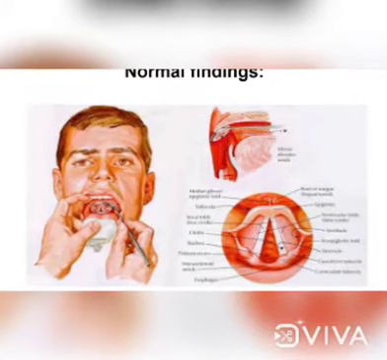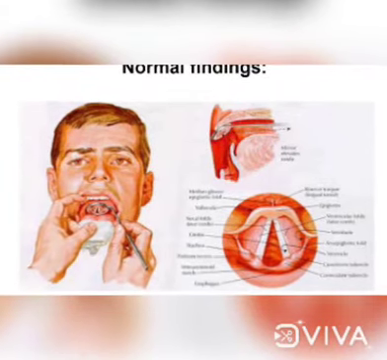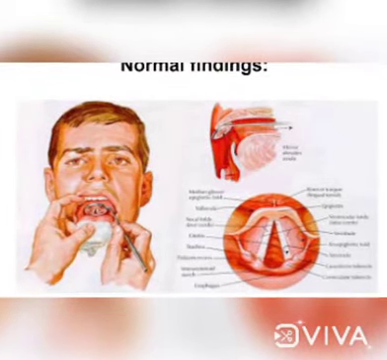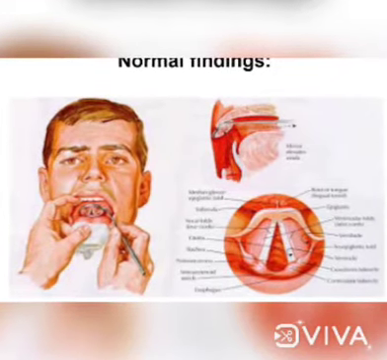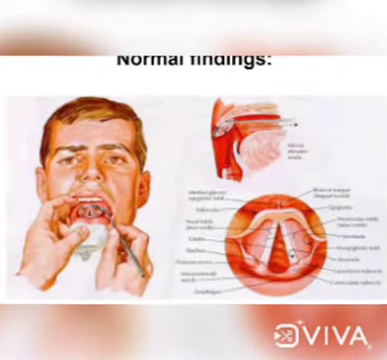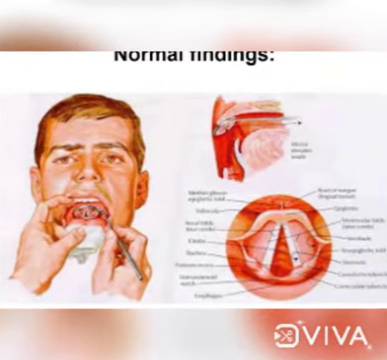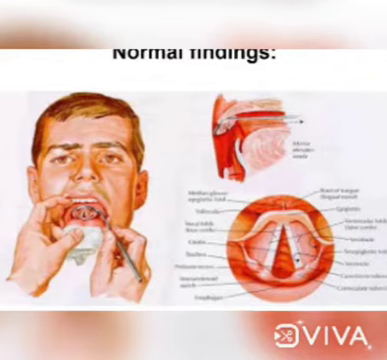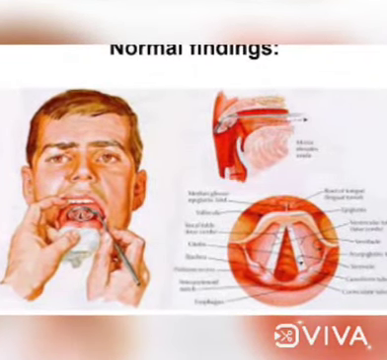First of all, let's start the examination of the oropharynx. First of all, we have to confirm the patient's name and date of birth, obtain consent, and proceed to wash hands. And after that, we have to ask the patient to remove all dentures and sit on the chair and face towards me.